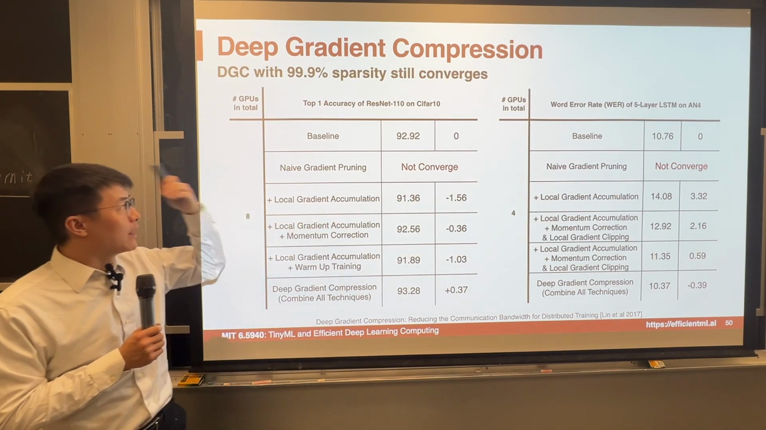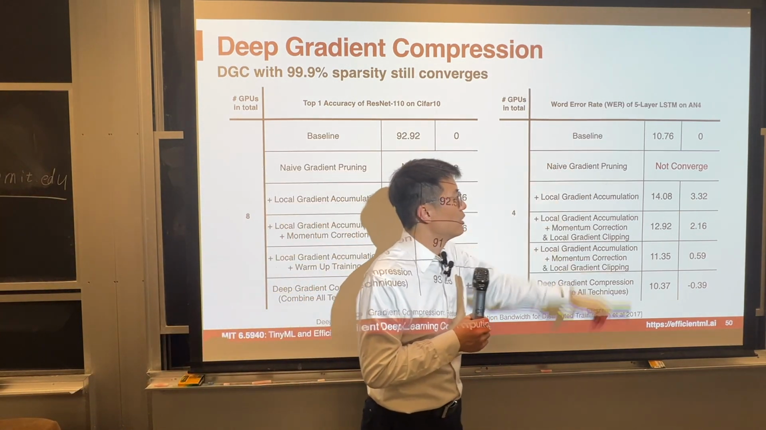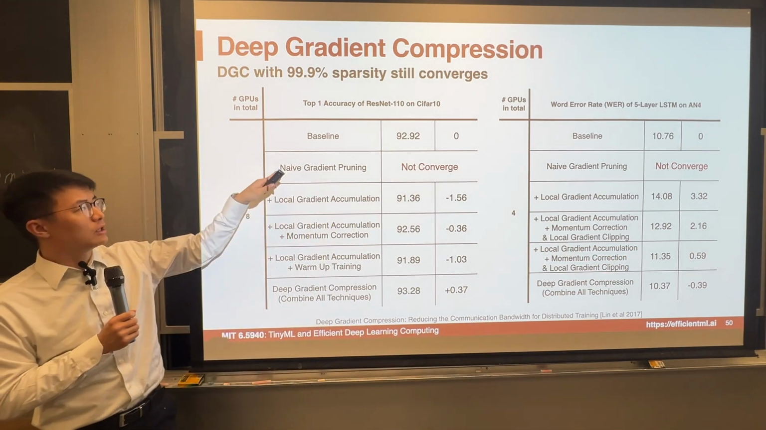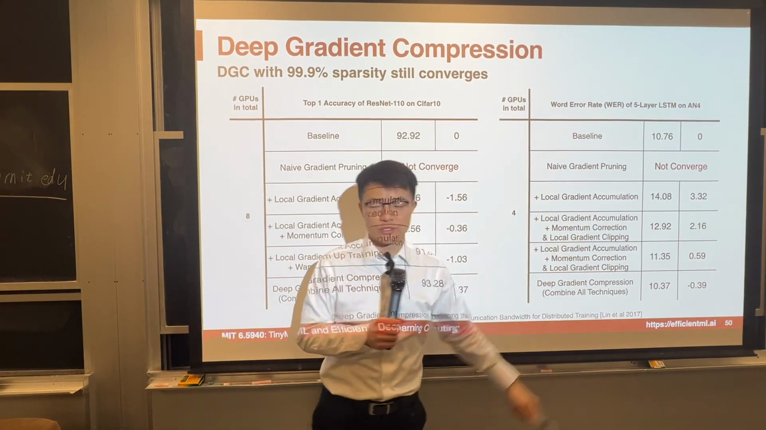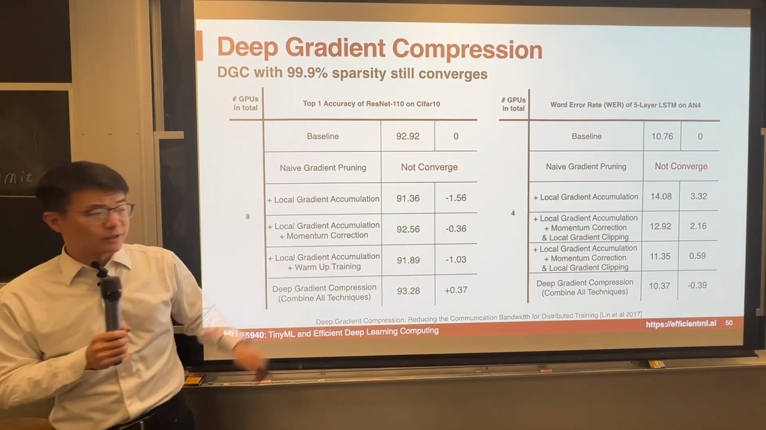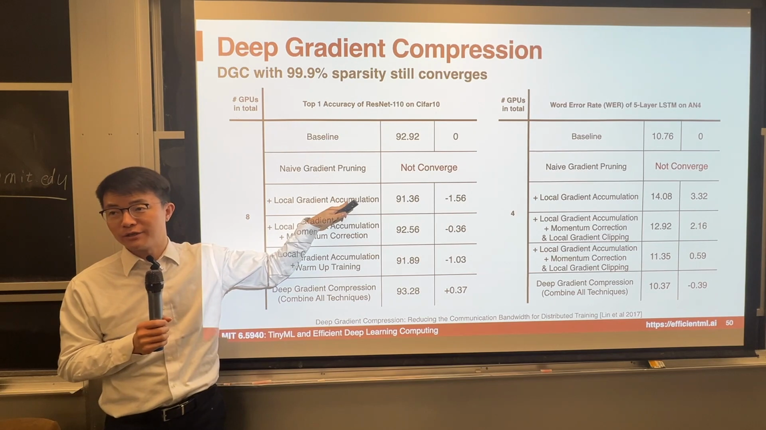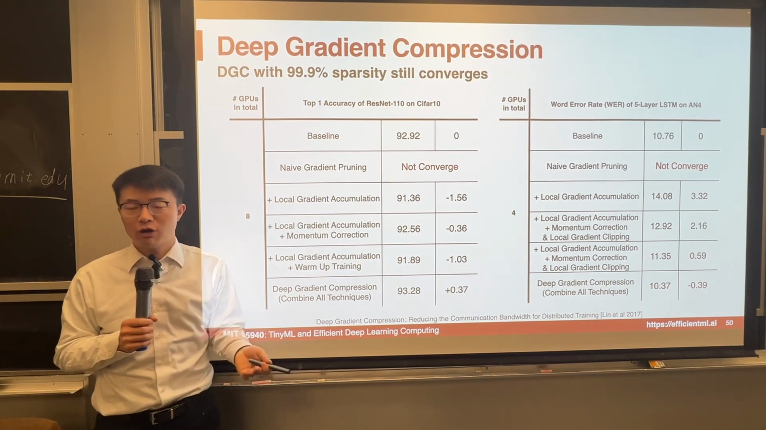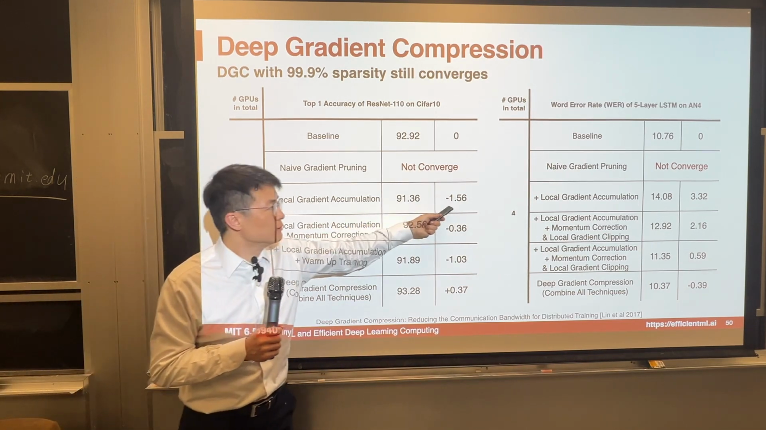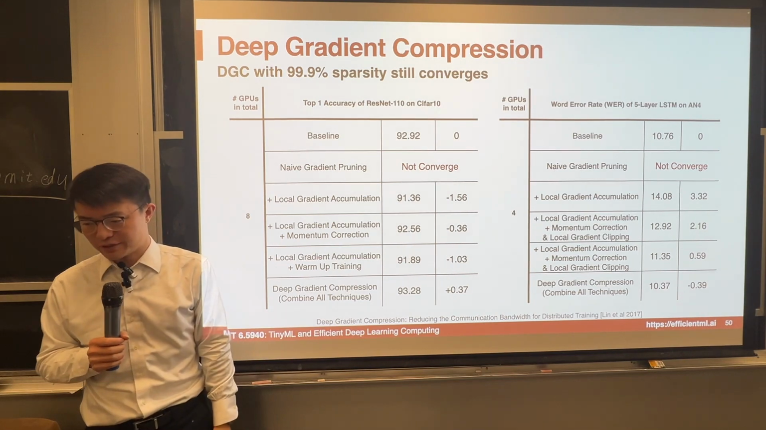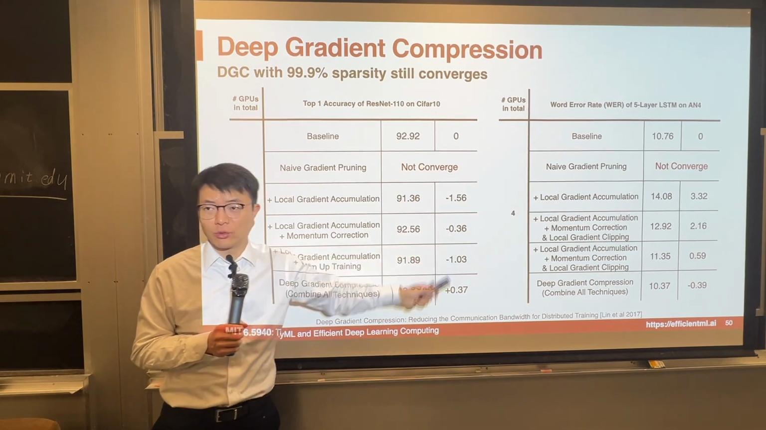This is pretty amazing. This is the top line accuracy of ResNet-101 on CIFAR-10 and LSTM on AN4 without using the naive gradient pruning. They don't converge. Similar for this one. The number of GPUs is 8 and 4, with local gradient accumulation. When the gradient is small, it doesn't get sent out, but we can accumulate it locally. Remember that feedback. The loss is about 1.5%. But if we add this momentum correction, the gap is only 0.3%.